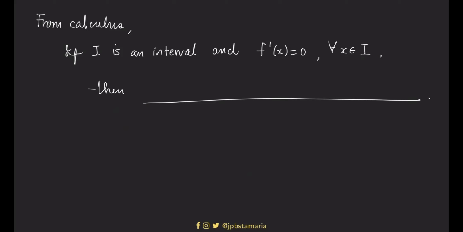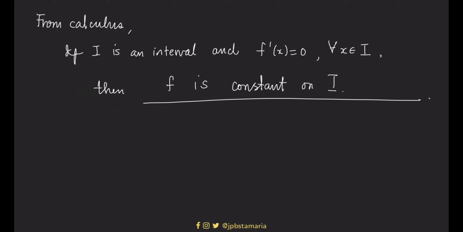I is an interval and the derivative of the function f on that interval is 0 at any point. What can you say about the function? Pag 0 raw ang derivative ng isang function on an interval, what can you say about the function? Very good. f is constant on that interval.